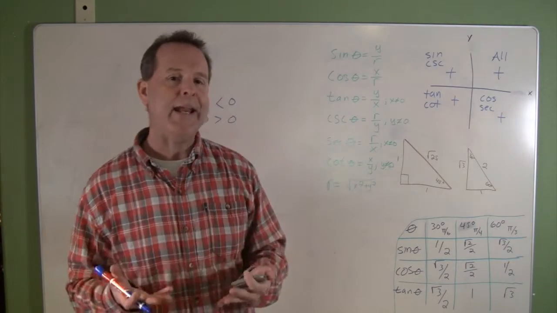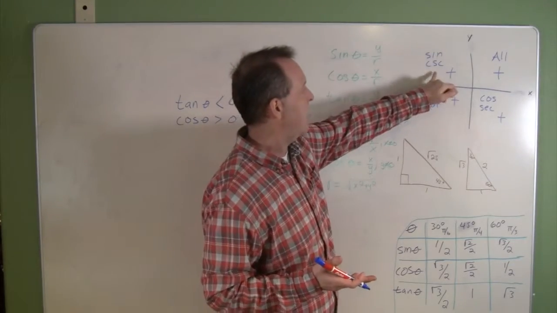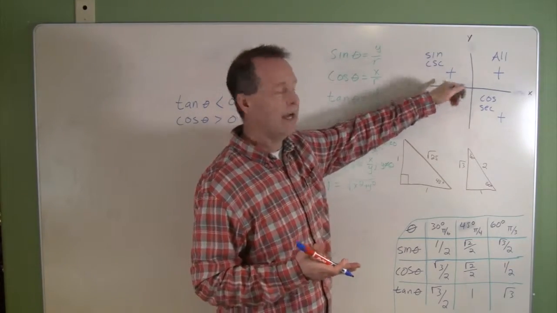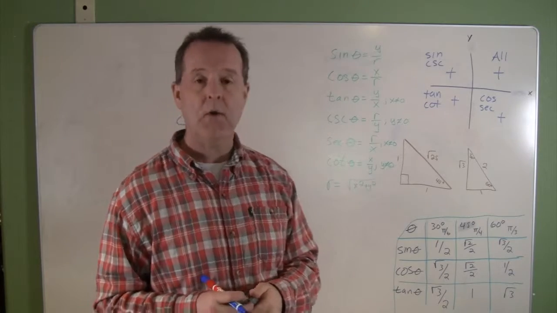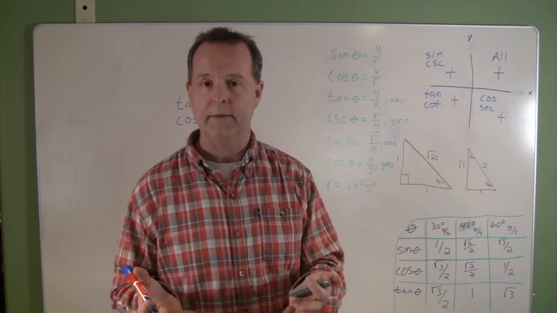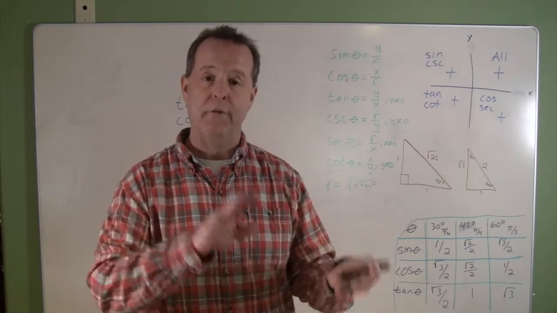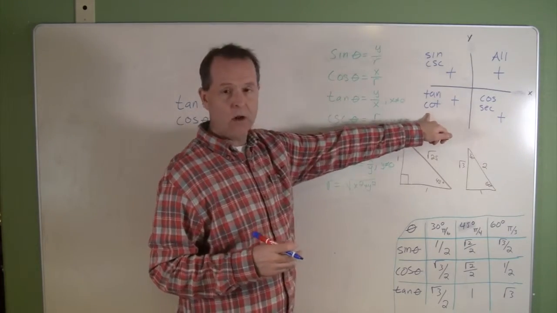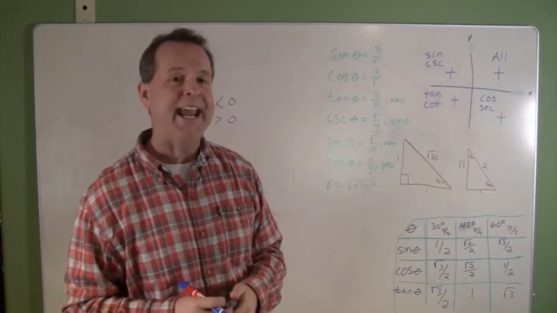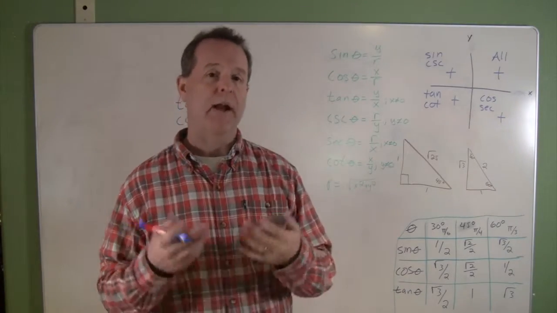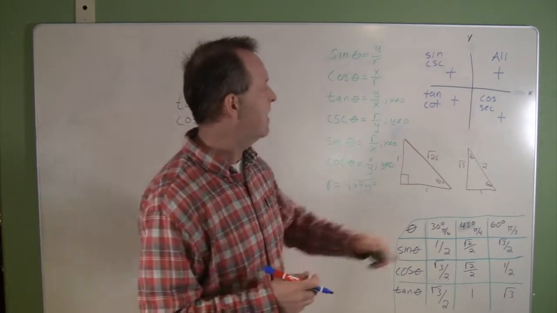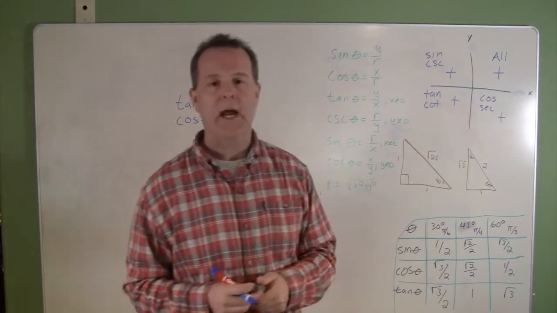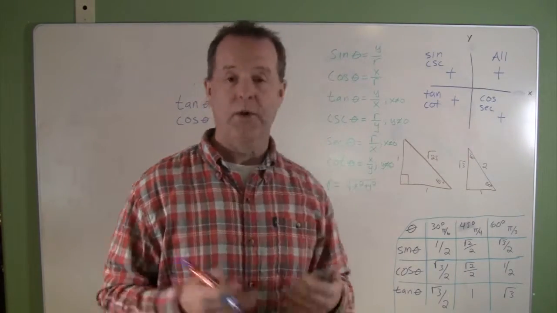So for every angle that lands in the second quadrant, we know that the sine and the cosecant will be positive, and the other 4 will be negative. In the third quadrant, it's the tangent and the cotangent that are positive. And in the fourth quadrant, it's the cosine and its reciprocal, the secant, which are positive.